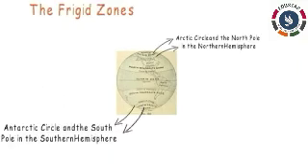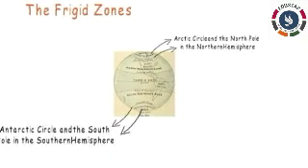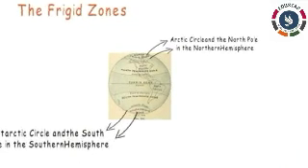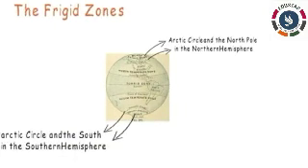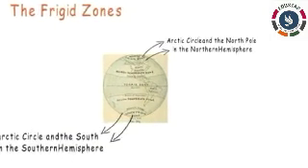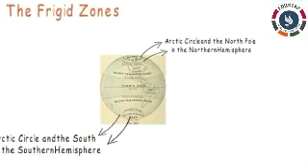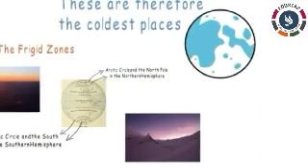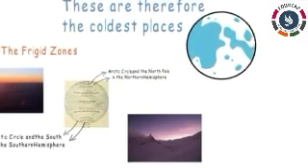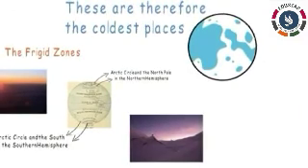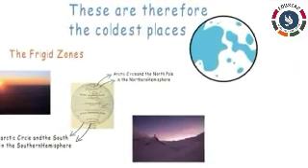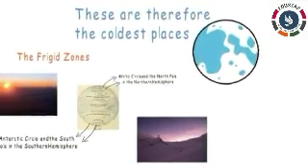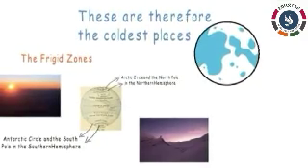The last one is frigid zone. Areas lying between the Arctic Circle and the North Pole in the northern hemisphere and the Antarctic Circle and the South Pole in the southern hemisphere are very cold. It is because here the sun does not rise much above the horizon. Therefore, its rays are always slanting and provide less heat. These are therefore called frigid zone, that is very cold. Frigid zone means that is very cold.